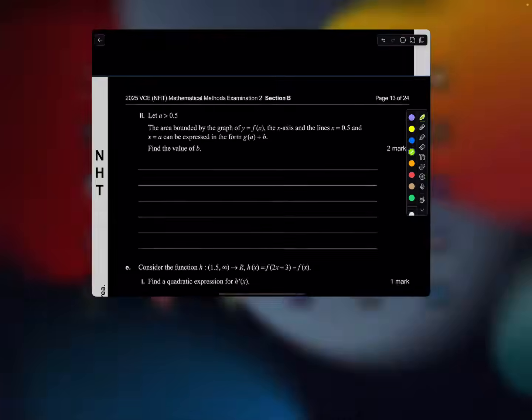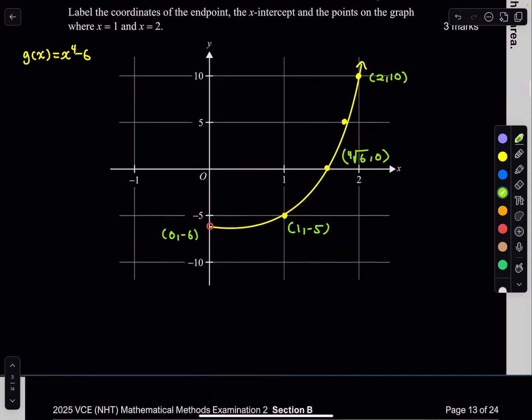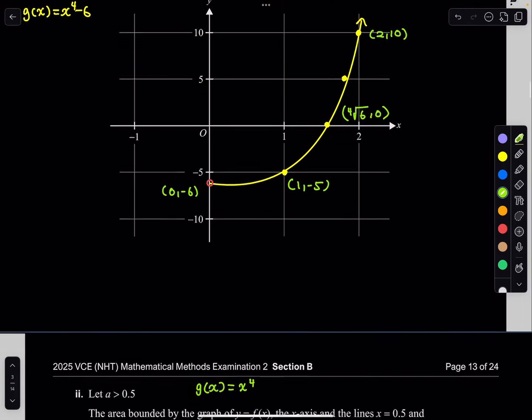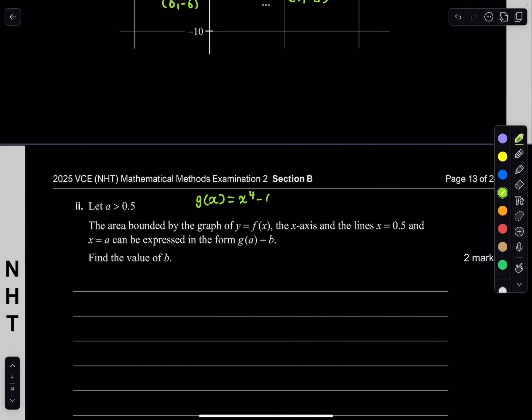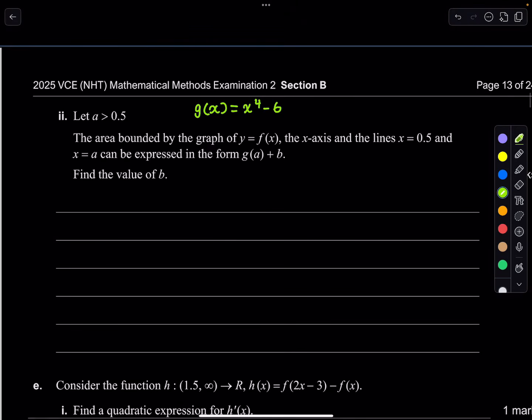Now, again, what is g of x? We know that g of x is what? So g of x is x to the power 4 minus 6. Isn't that correct? Okay, that is it. So what we need to do is work through this.